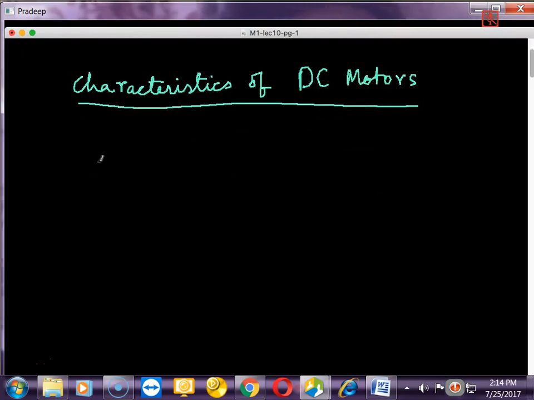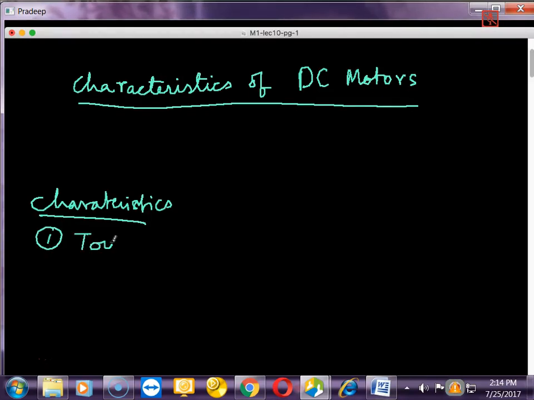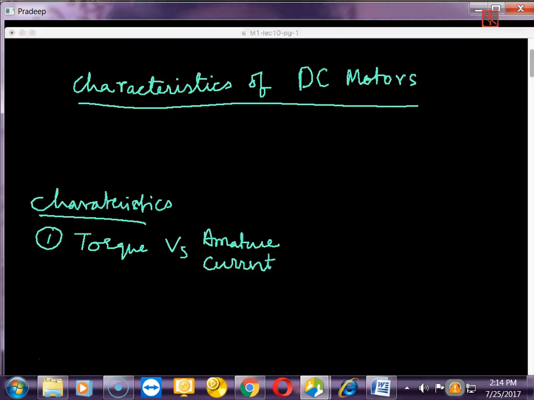The first one is torque versus armature current. In this, on the x-axis there will be armature current and on the y-axis there will be the torque. The second one is speed versus armature current.